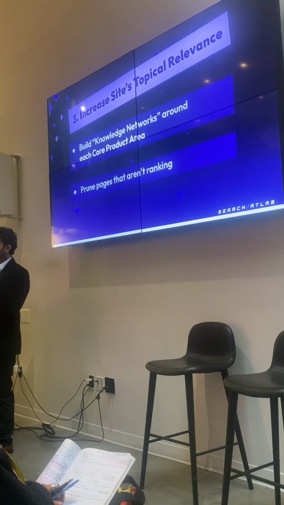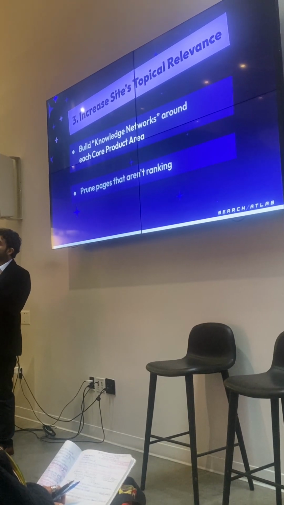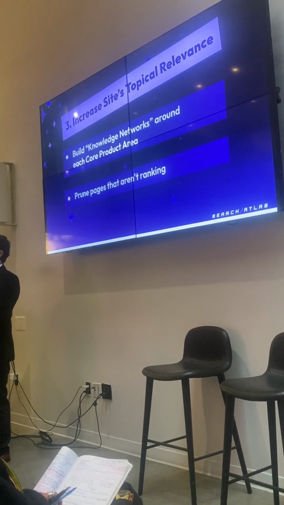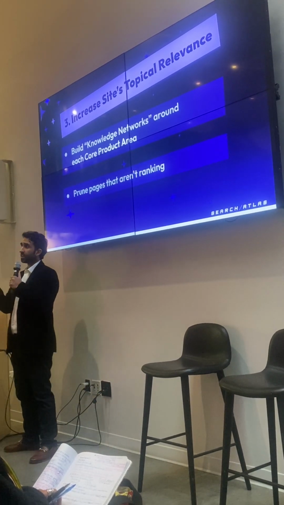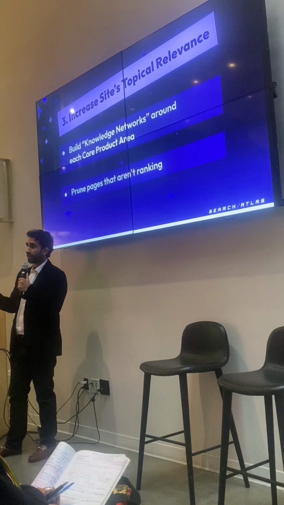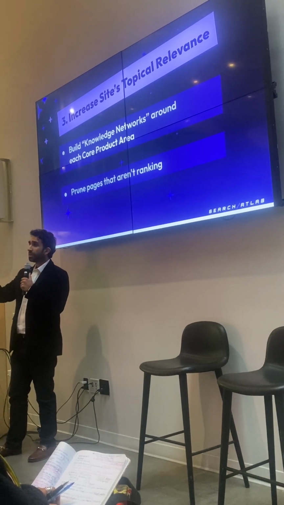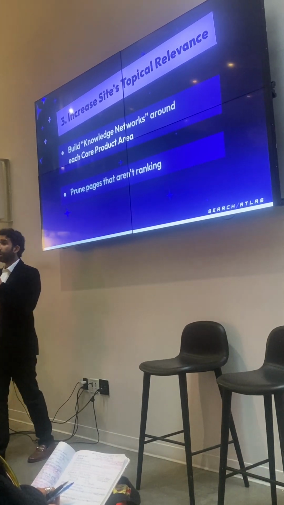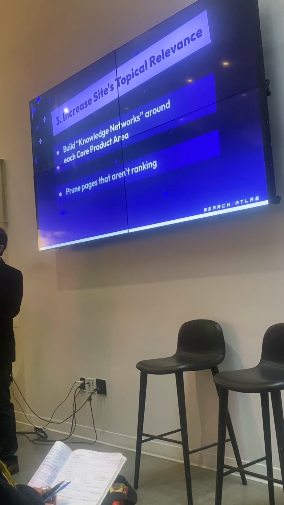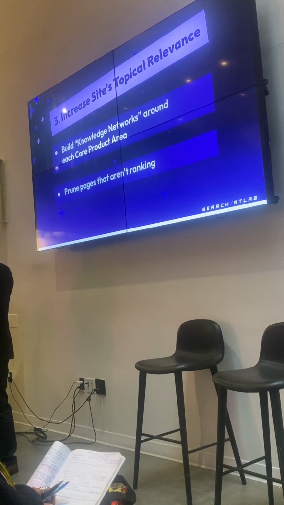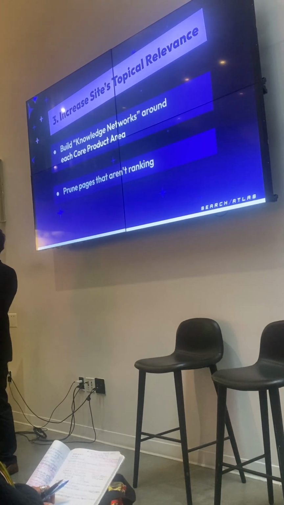This is becoming an expert in your category. And the way that we become an expert in our category to Google is we essentially give them a knowledge base, a knowledge network around your core product area. So, for mushroom coffee, we need to be talking about all the different types of mushrooms that are out there. We need to be talking about coffee preparation. We need to be talking about every concept that people are searching for.